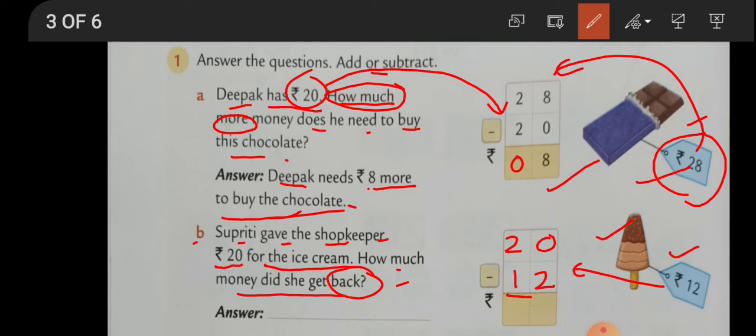Done, beta? Okay. Now can you subtract 0 minus 2? No, because 0 means nothing. So what do we need to do? Regrouping. 2 will become 1 and we'll give 1 to 0. It becomes 10 now. 10 minus 2. So 10 fingers up and 2 fingers down gives you 8. So how much money did she get back? She got 8 rupees. Or you can write, she got back 8 rupees.